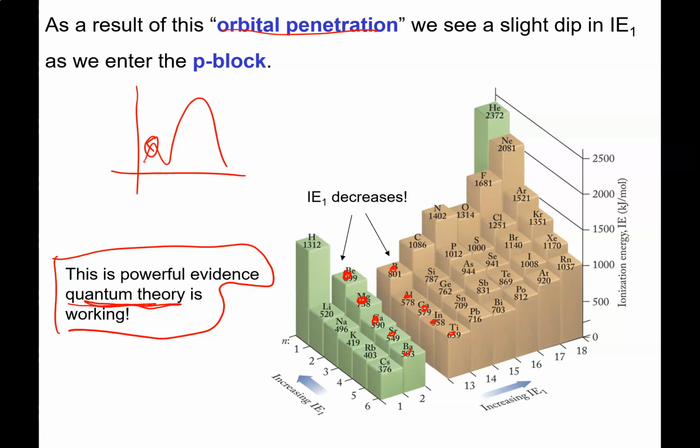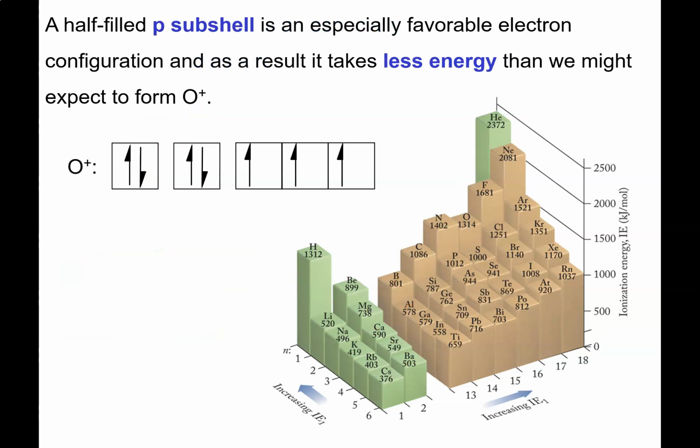Now, the other thing we will see was that second exception, and we'll talk about that now. It is related to these elements here, again being unexpectedly tougher to remove than what we might intuitively expect. What we find is that a half-filled P subshell, which are these elements in here with a P3 electron configuration, is really, really tough to break up. A half-filled P subshell is very favorable.